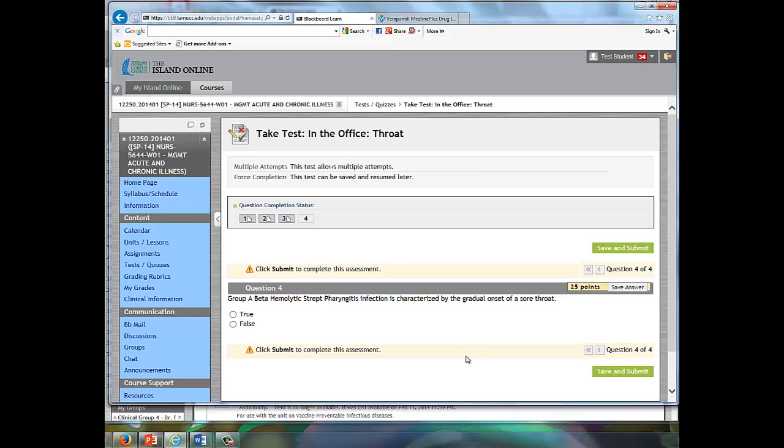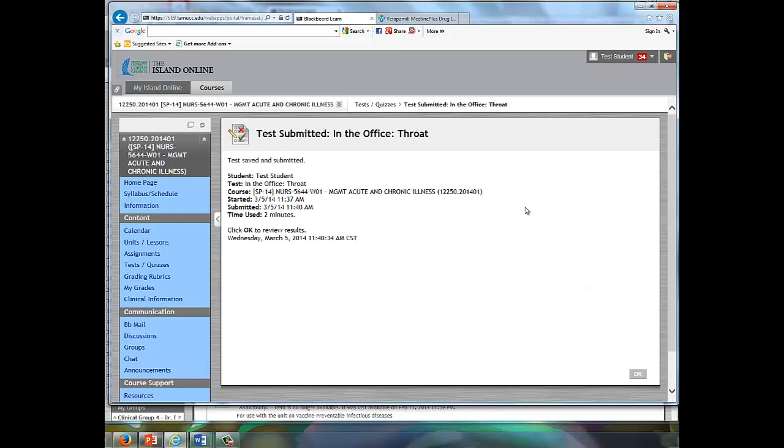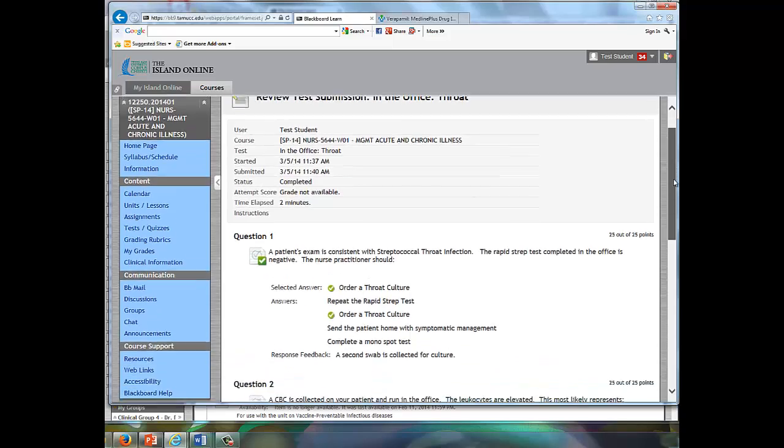Group A beta hemolytic strep is characterized by gradual onset of sore throat. False. It's pretty rapid. The mono is a little more gradual. Okay, let's save and submit, and let's see how we scored. I'm going to go right down here to OK and view my results.